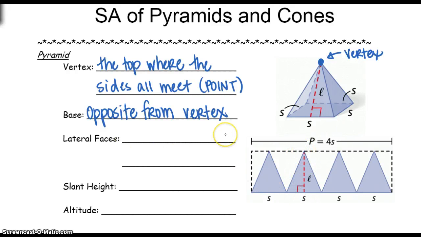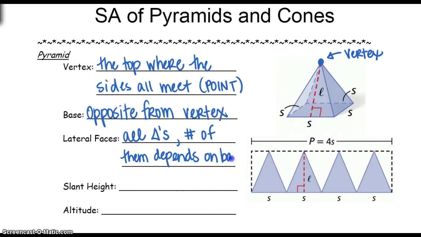So let's talk about lateral faces a little bit. So these are all triangles. Okay, they're all triangles. And the number of the triangles depends on your base. Okay, if your base is a pentagon, there'll be 5 triangles for your lateral faces. If your base is a square, there will be 4 triangles for your lateral faces.